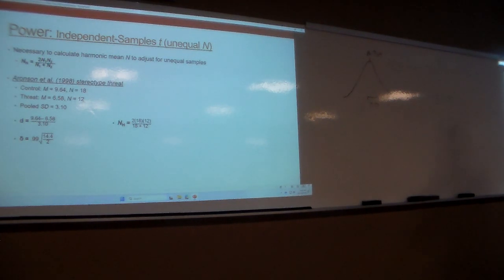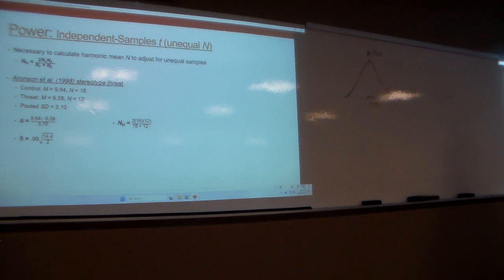So if we go back to our stereotype threat example here, right? My control group has 18 people, has a mean of 9.64. My threat condition has 12 people, I have a mean of 6.58, and my pooled standard deviation for these groups is going to be 3.1. So I go through, calculate my effect size, right? I go through, run this, I'm going to get an effect size of 0.99.